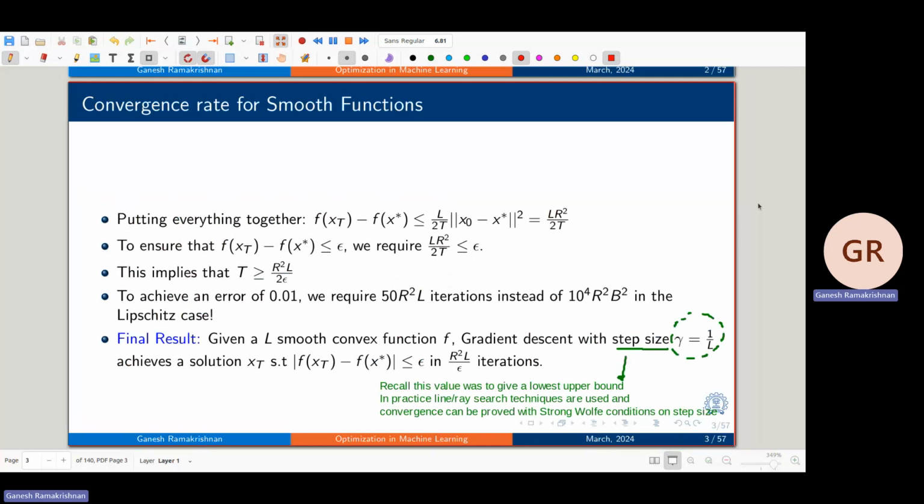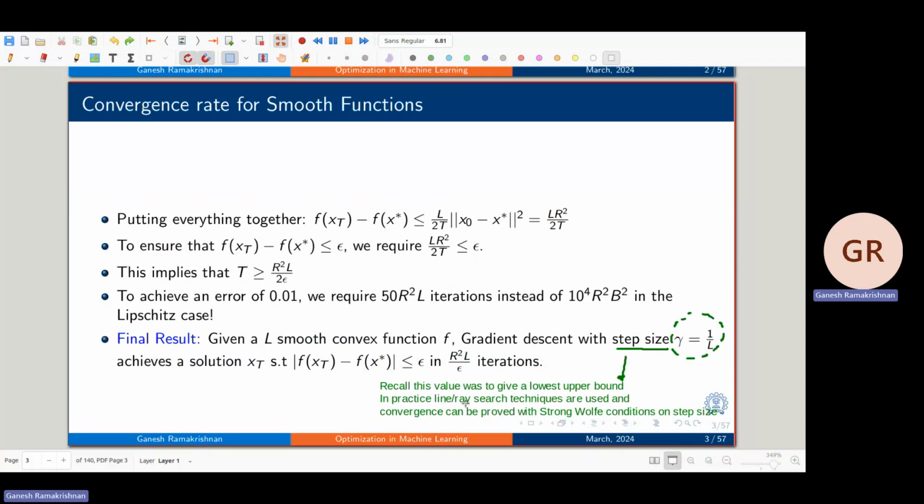Having done the convergence part a bit, we'll just quickly recap what we discussed about convergence rate for smooth functions just before midsems. So given an L-smooth convex function, gradient descent with step size gamma equals 1 by L achieves a solution in R square L by epsilon iterations. And this step size was basically to give a lowest upper bound. Right? In practice, you would have some iterative techniques like line search or ray search.